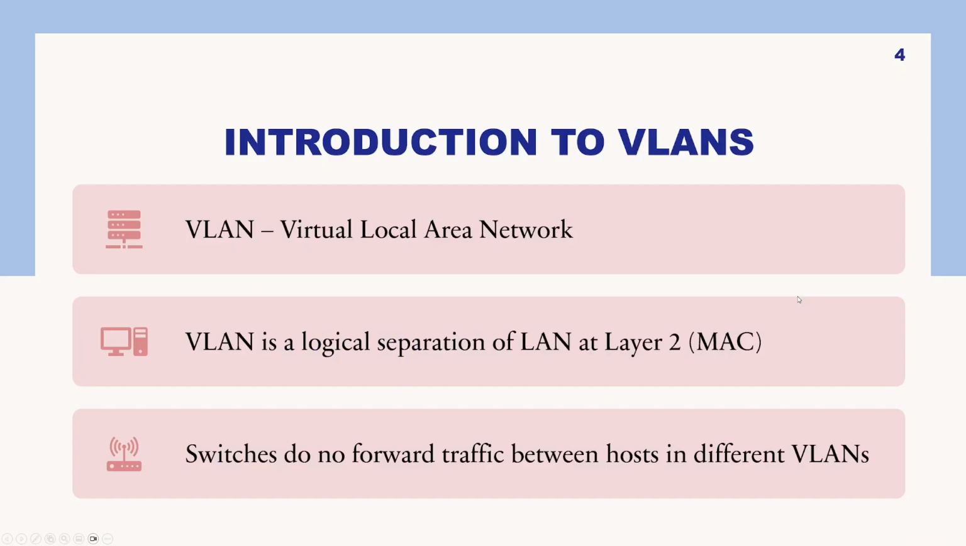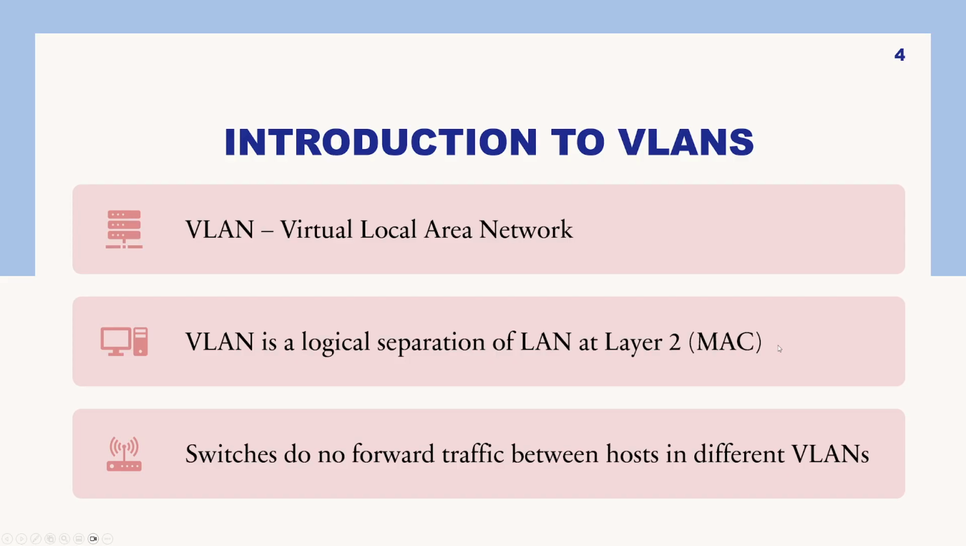A VLAN, again, stands for Virtual Local Area Network. A VLAN is a logical separation of a LAN based on layer 2 MAC addresses. When we saw the example in Packet Tracer, we saw that the switch was still broadcasting those packets. A switch will never forward traffic between different VLANs.